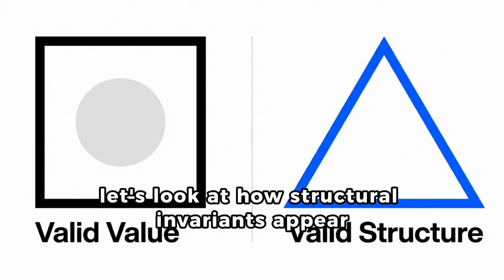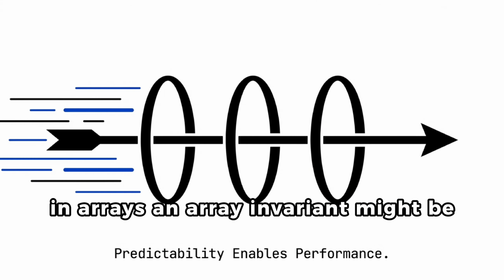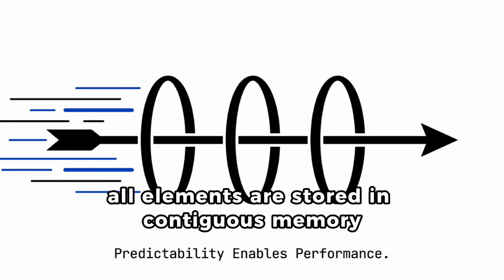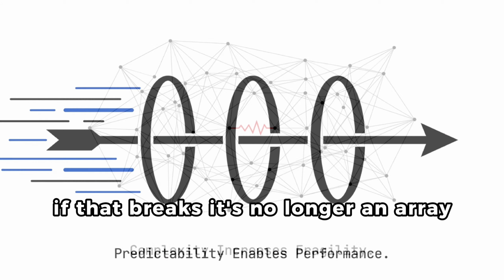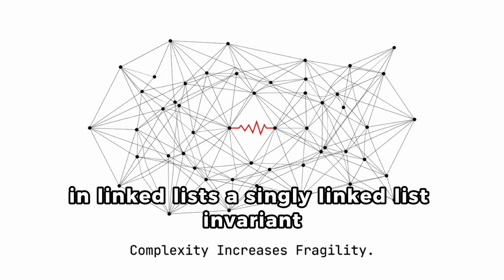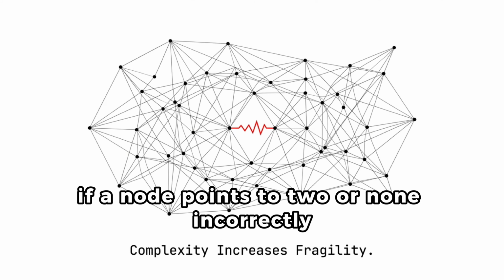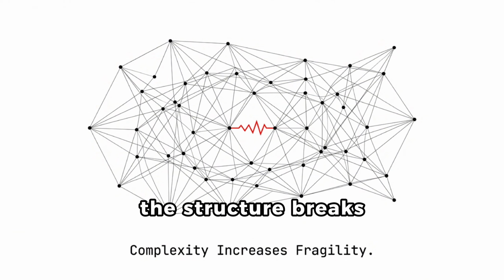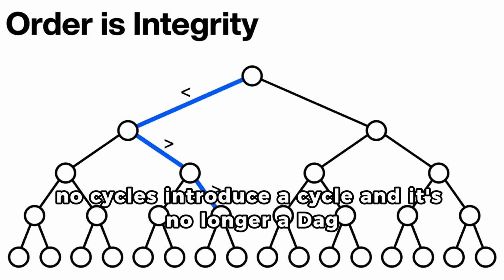Let's look at how structural invariants appear in different systems. In arrays, an invariant might be that all elements are stored in contiguous memory. If that breaks, it's no longer an array. In linked lists, a singly linked list invariant is that each node points to exactly one next node. If a node points to two or none incorrectly, the structure breaks. In graphs, a directed acyclic graph has a strict invariant: no cycles. Introduce a cycle, and it's no longer a DAG.